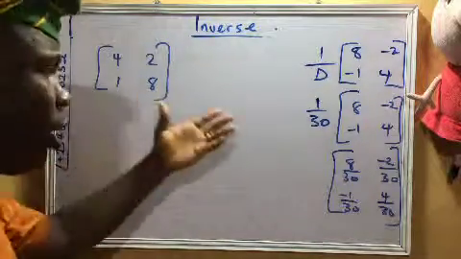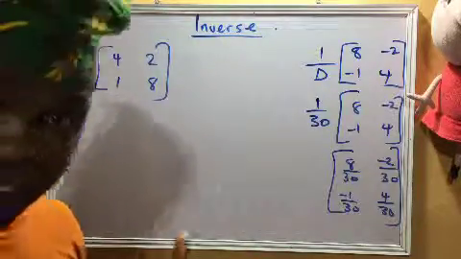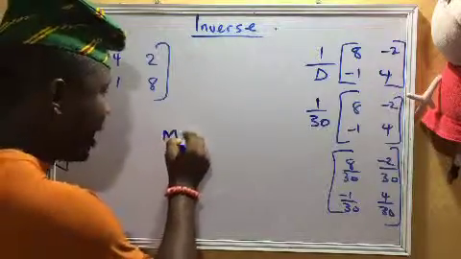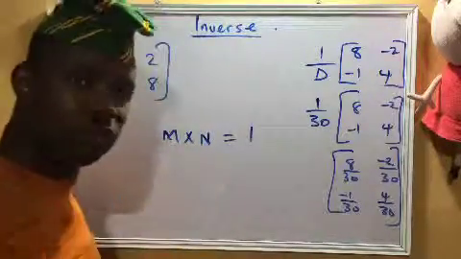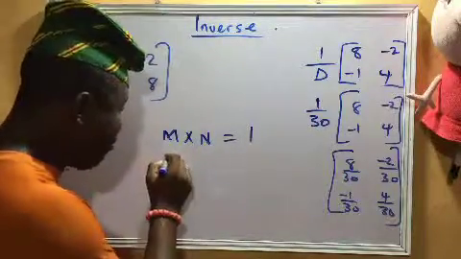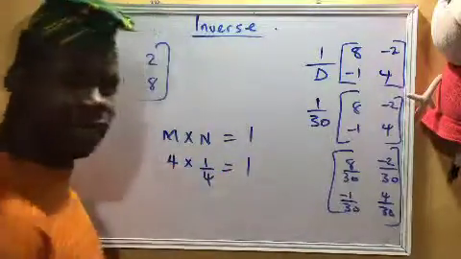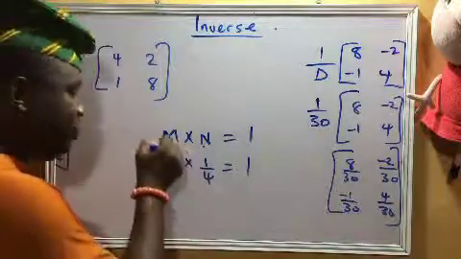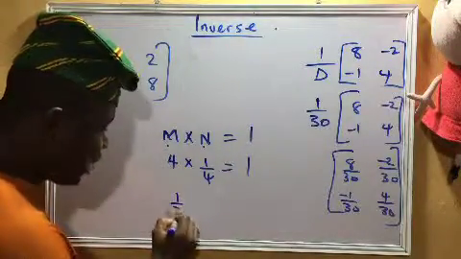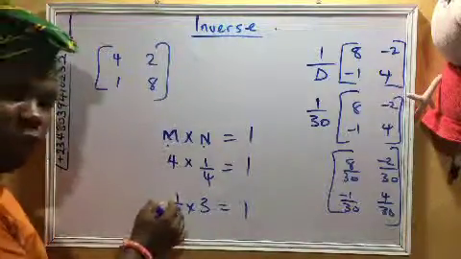Now, the question is, what does inverse actually mean? The inverse, just like with your numbers, is simple. If m times n gives you 1, say m is 4, n will be 1 over 4 for it to give you 1. So n is the inverse of m. So 1 over 4 is the inverse of 4. Now 1 over 3 times 3 gives you 1, it means 3 is the inverse of 1 over 3.